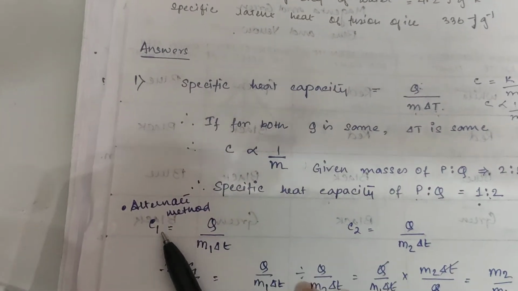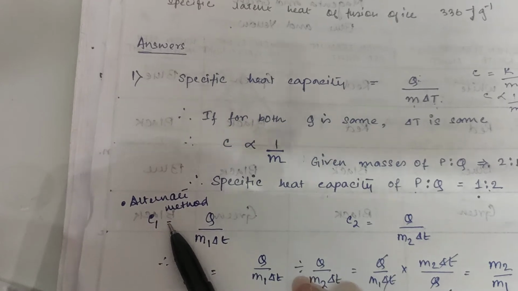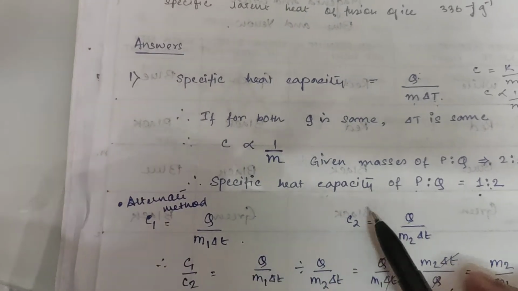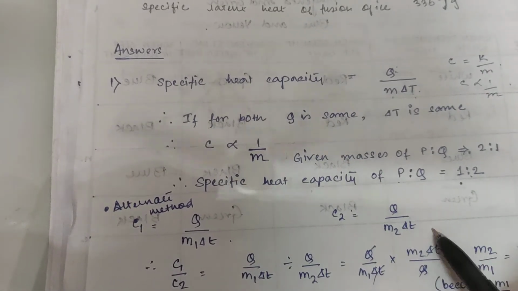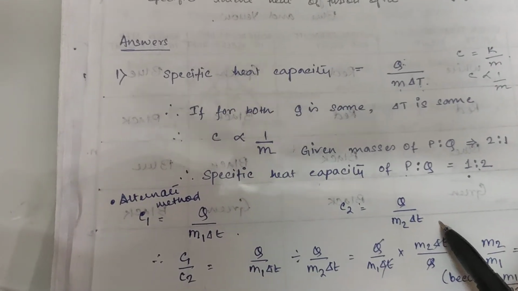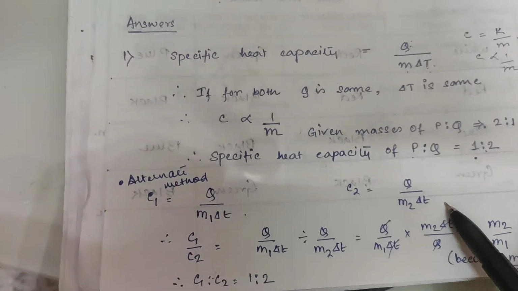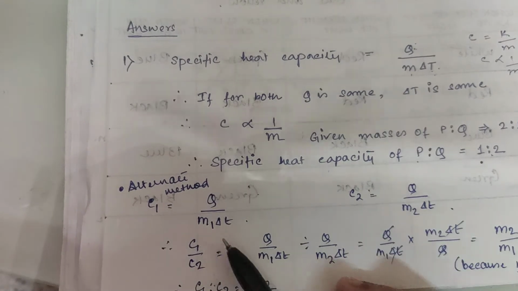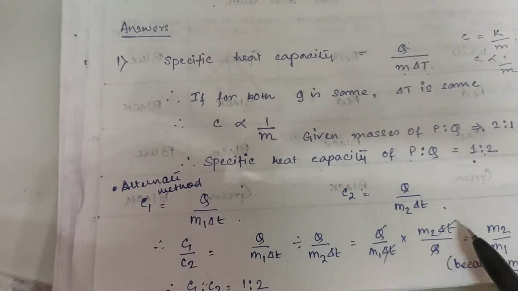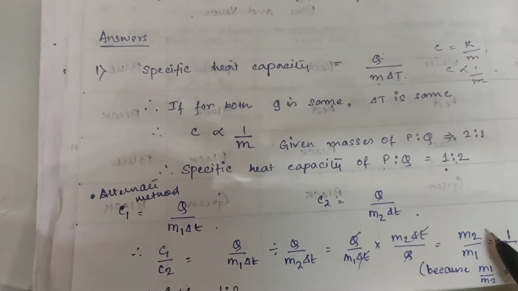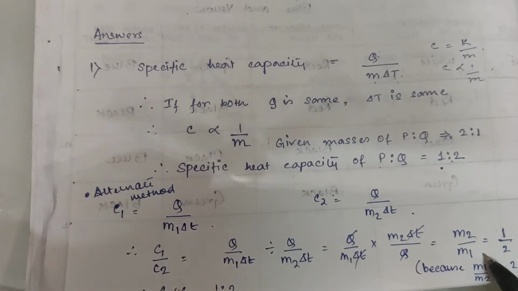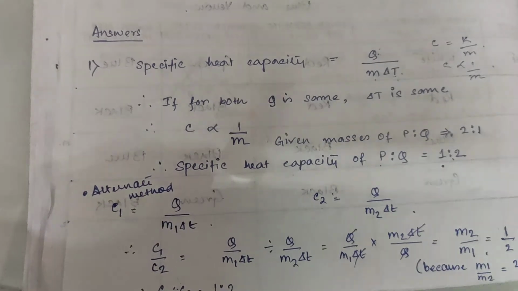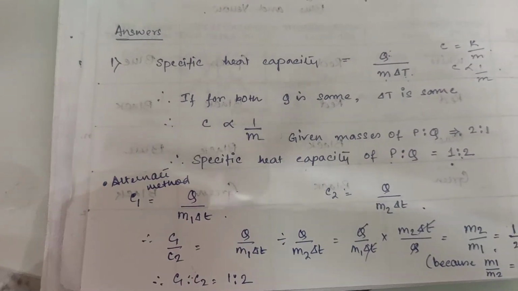Say for P, specific heat capacity is Q by M1 delta T. For Q, it's Q by M2 delta T. Then if I have to find the ratio, C1 is to C2, I simply divide C1 by C2. What are you left with? M2 by M1. Now M2 by M1 is not what is given. M1 is to M2 is given, that means M1 by M2 is given.